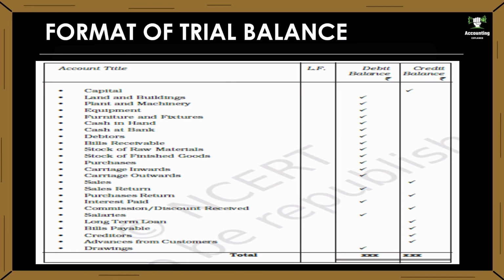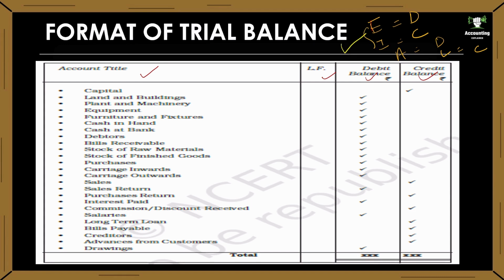Students, now let us see the format of trial balance. Any trial balance will have 4 columns: account title, ledger folio, debit balance and credit balance. Okay. So, if the account type is expense, then it will have a debit balance. If the account type is income, then it will have a credit balance. If the account type is an asset, it will have a debit balance. Again, if the type is liability, it will have a credit balance.